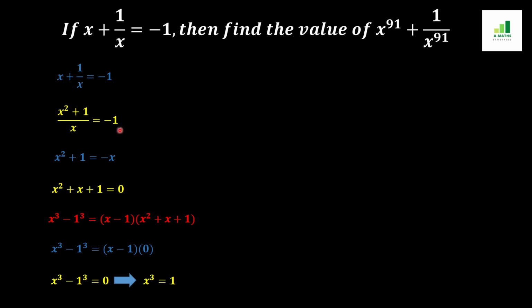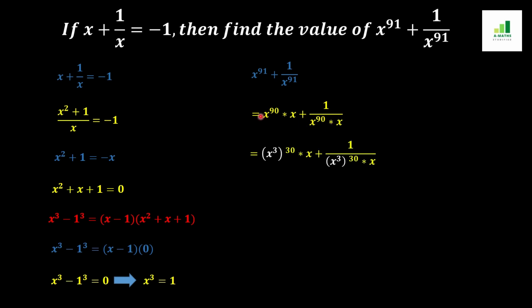So here we get the value of x cube, and our simplification is done for x plus 1 over x equal to minus 1. Now we should solve the question for x to power 91 plus 1 over x to power 91. We can write this expression as x to power 90 into x plus 1 over x to power 90 into x, because x to power 91 can be written in the form of x to power 90 into x.